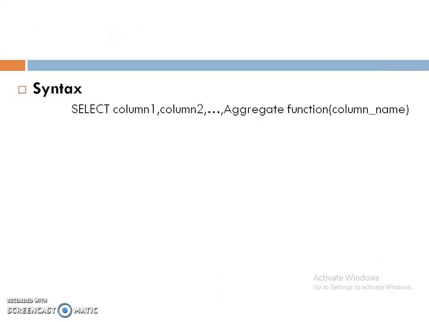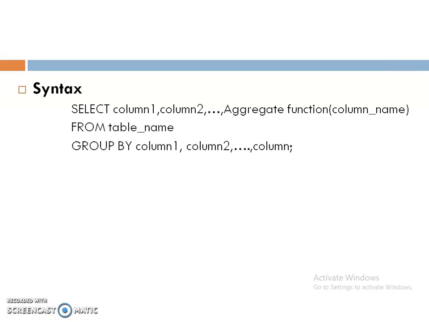Syntax: select number of columns, aggregate function we have to use. In the aggregate function, in the brackets, the column name we have to pass as an argument, from table name, group by column 1, column 2 up to n number of columns. In other words, it creates a data set containing several sets of records grouped together based on the condition.